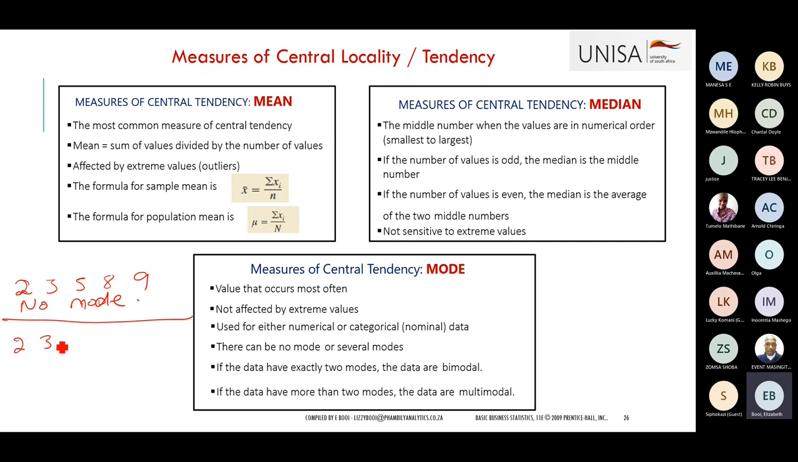But if I have 2, 3, 3, 5, 8, and 9, I have one mode, which is 3. So therefore 3 is my mode. There is one mode.